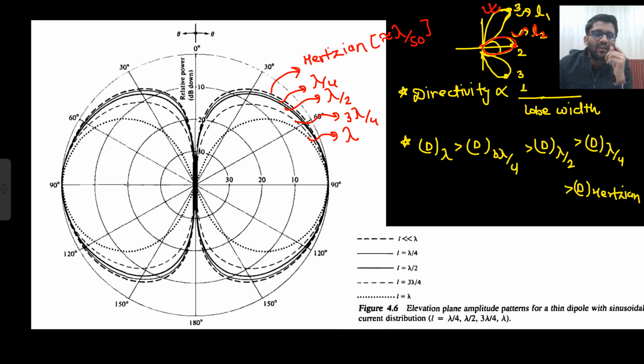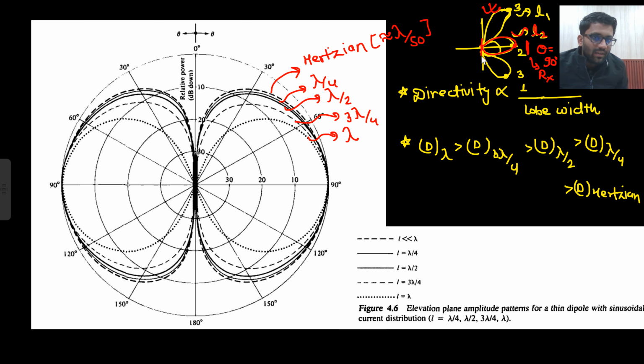Now the second question. If I place my antenna here, let's say this point is theta equals 90 degree. At theta equals 90 degree, I place my receiving antenna. This is my receiving antenna. Now answer my question: for which case will I get more power, for length L1 or for length L2?